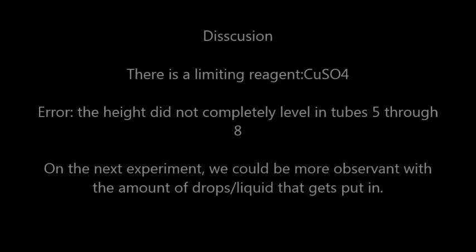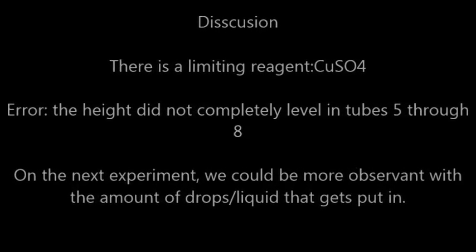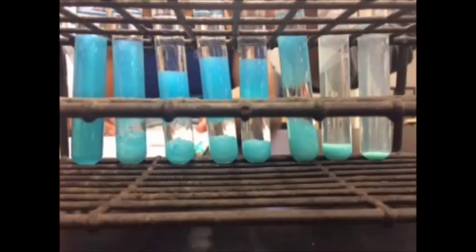The height in tubes 5 through 8 did not completely level off because of a limiting reagent, which was copper sulfate, which limited the amount of product produced. On our next experiment, we could be more observant with the amount of drops or liquid that gets put into the tubes.